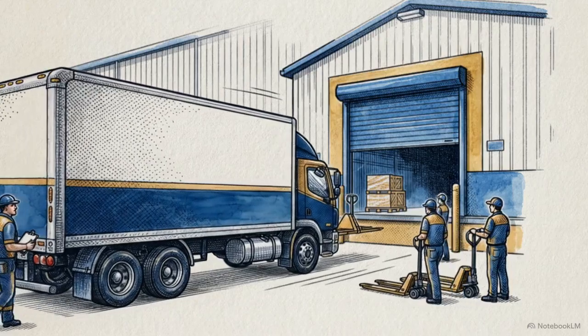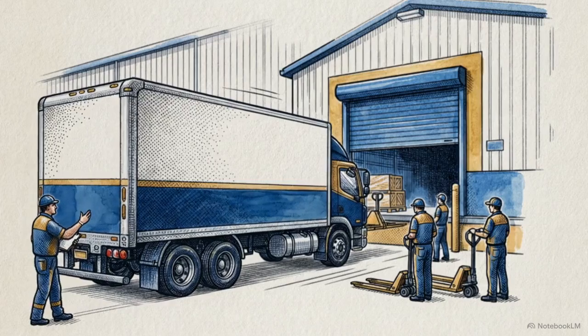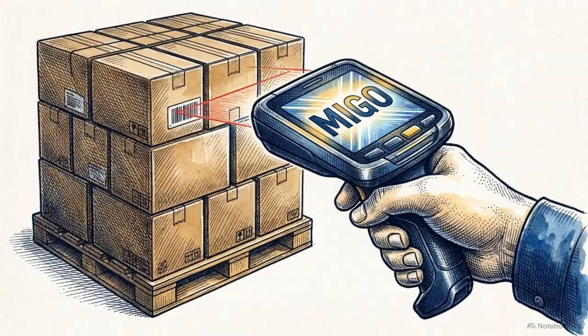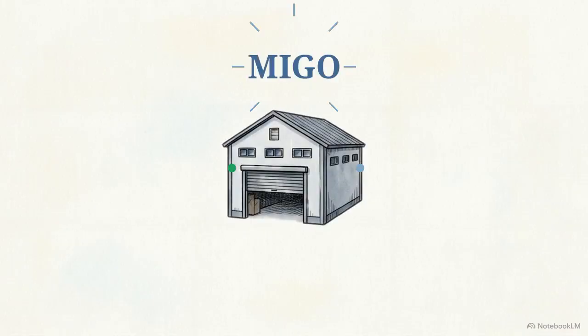When the newly ordered laptops finally arrive at the facility, the process moves from digital planning to physical inventory. To record this arrival, warehouse staff use transaction code MIGO. This is the tool used for any movement of goods into or out of the facility.